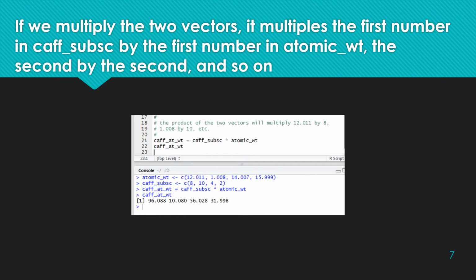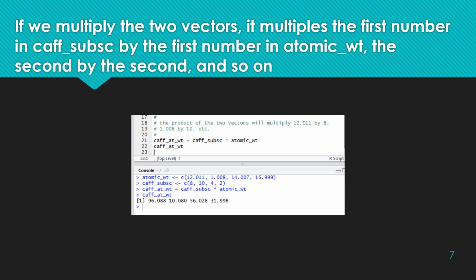So in my next line of executable code, I am taking my vector for the caffeine subscripts and I'm multiplying it by my vector for the atomic weights, and then I'm assigning that result, and it's going to be another vector, to what I'm calling caffeine atomic weights. So when you multiply 2 vectors, you take the first number of vector 1 and multiply it by the first number of vector 2, and then you take the second number of vector 1 and you multiply it by the second number of vector 2, and that creates for you a new vector.